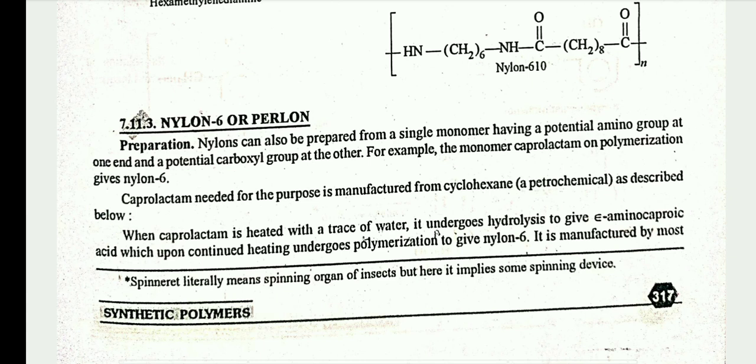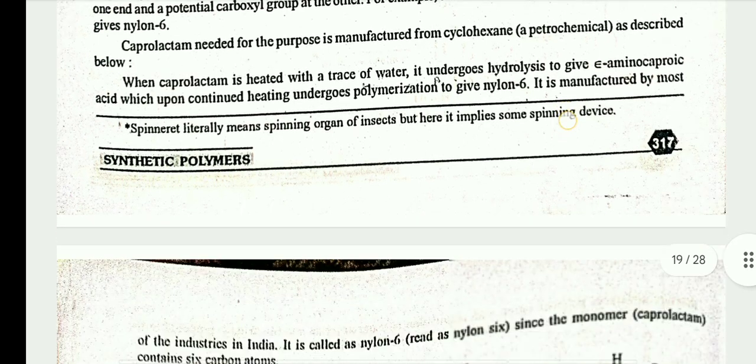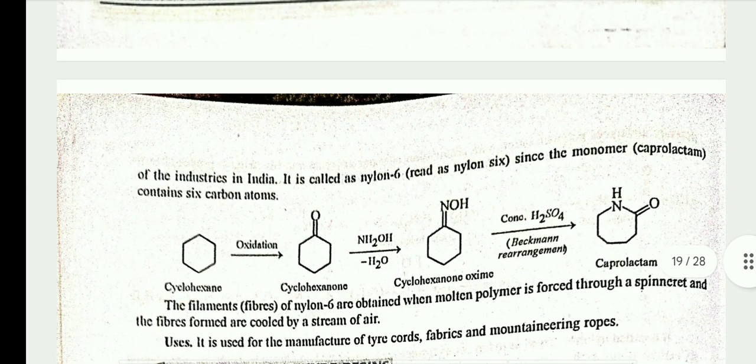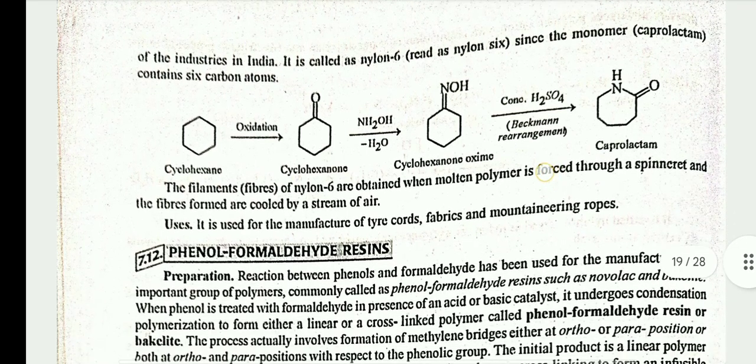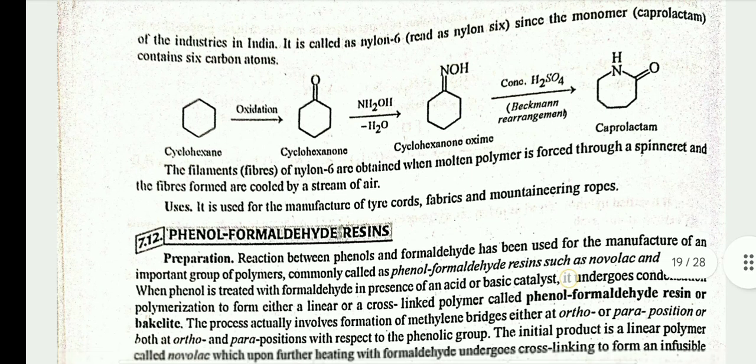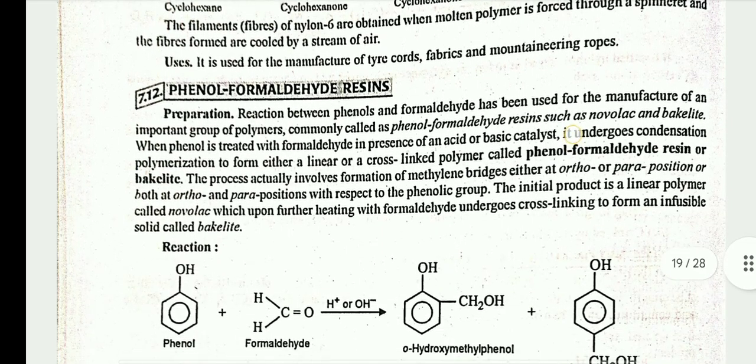When caprolactam is heated with a trace of water, it undergoes hydrolysis to give aminocaproic acid, which upon continued heating undergoes polymerization to give nylon 6. It is manufactured by most of the industries in India. It is called nylon 6 since the monomer contains 6 carbon atoms. Uses: it is used for manufacture of tire cords, fabrics, and mountaineering ropes.